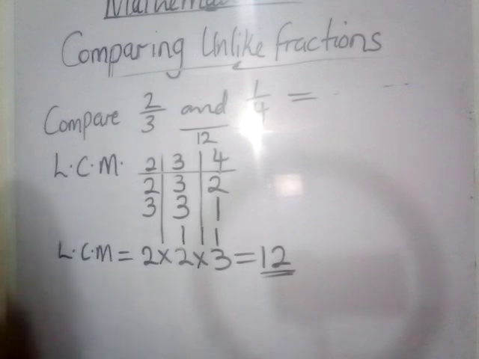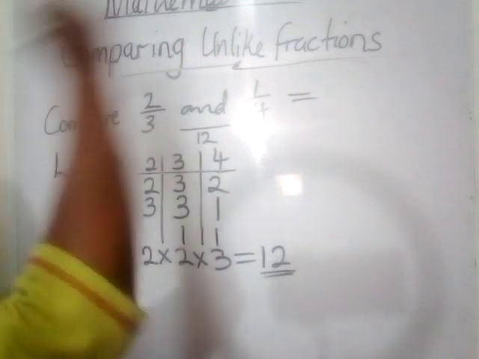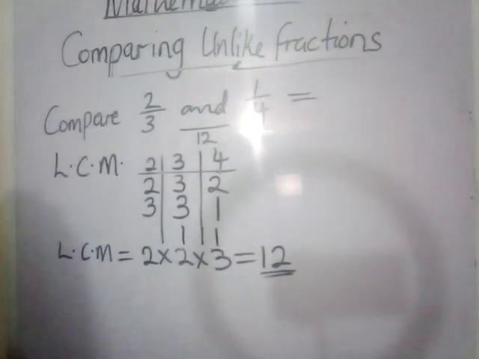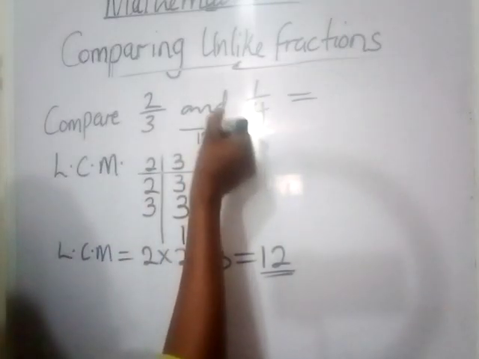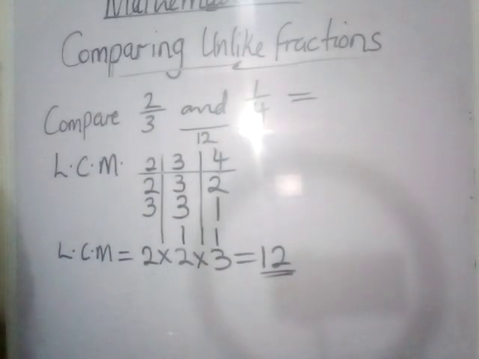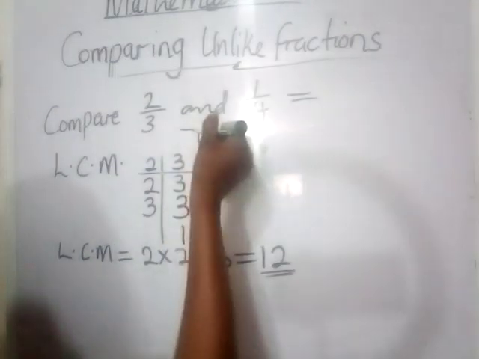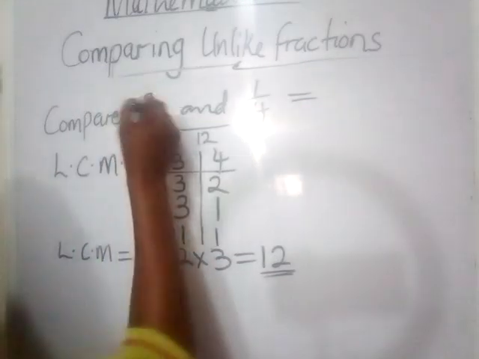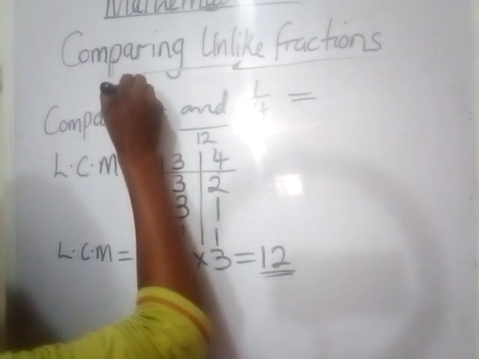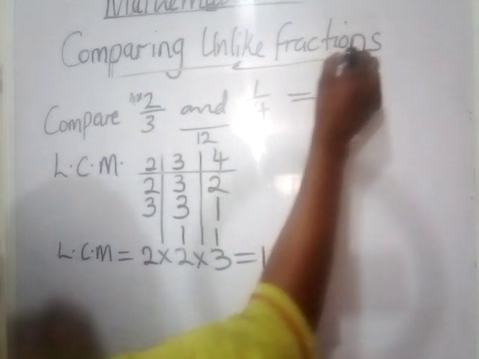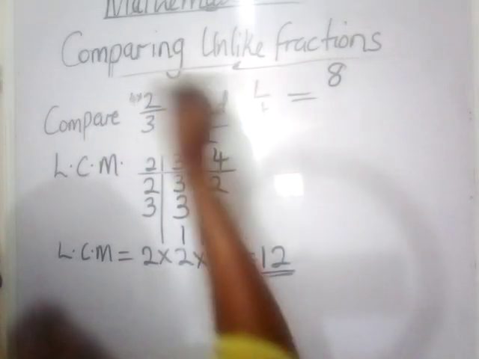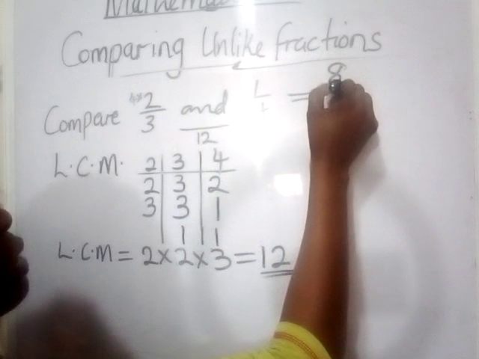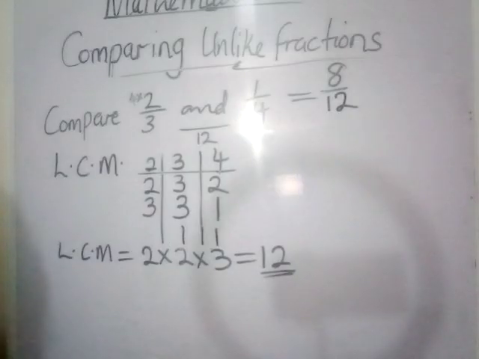So now to get the new numerators, because the new denominator is definitely going to affect the numerators, here is what we now do. You divide this LCM by the denominator. The answer you get is multiplied by the numerator. So let's start with the first one. 12 divided by 3, that is 4. 4 times 2, that's 8. So the first fraction now has 8 as the numerator and the denominator is 12.